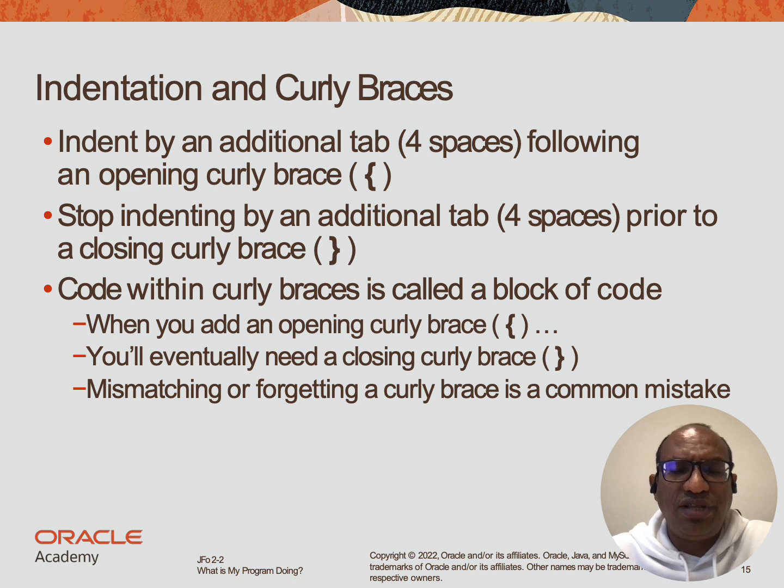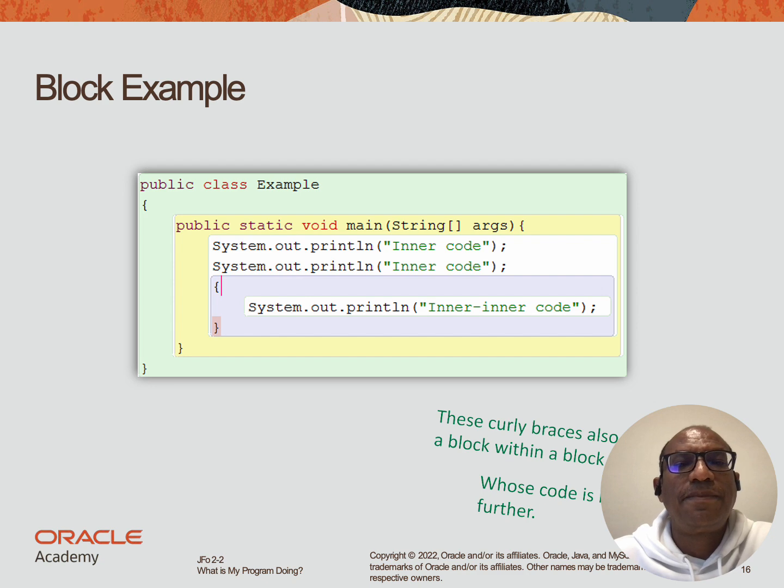Indentation usually follows curly braces. After an opening brace, you indent the code that belongs to that block. Then stop indenting before the closing brace. This code shows how indentation helps in following the whole Java code structure.